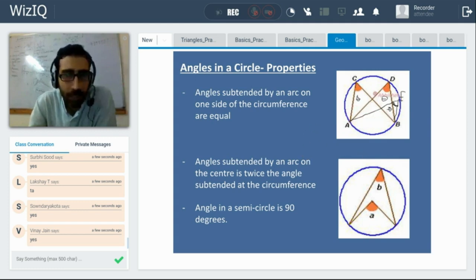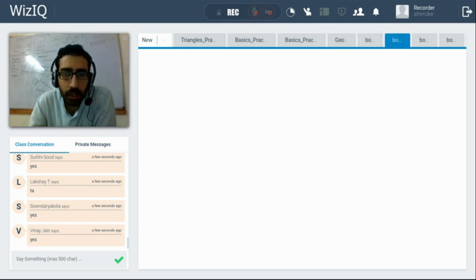Now, there is also a relation between this angle theta and the angle subtended at the center. Let's say I take an angle B here. Then the relation between angle B and angle A is that the angle subtended at the center will be equal to twice the angle subtended at the circumference. Is this clear? B will be equal to twice of A.